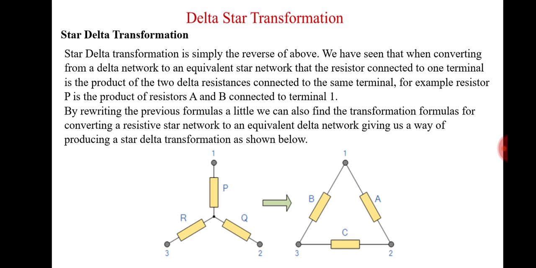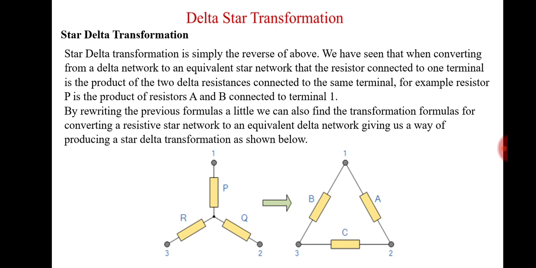Now star delta transformation is simply the reverse of the above. We have seen that when converting from a delta network to an equivalent star network, the resistor connected to one terminal is the product of the two delta resistances connected to the same terminal. For example, resistor P is the product of resistors A and B connected to 1. By rewriting the previous formula a little, we can also find a transformation formula for converting a resistive star network to an equivalent delta network, giving us a way of producing a star delta transformation.